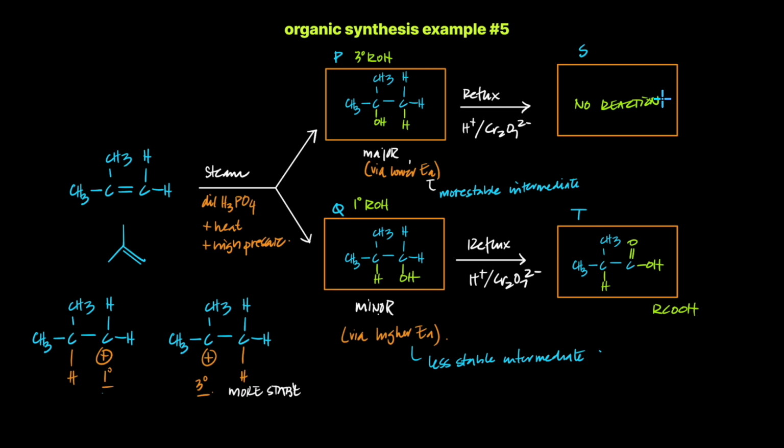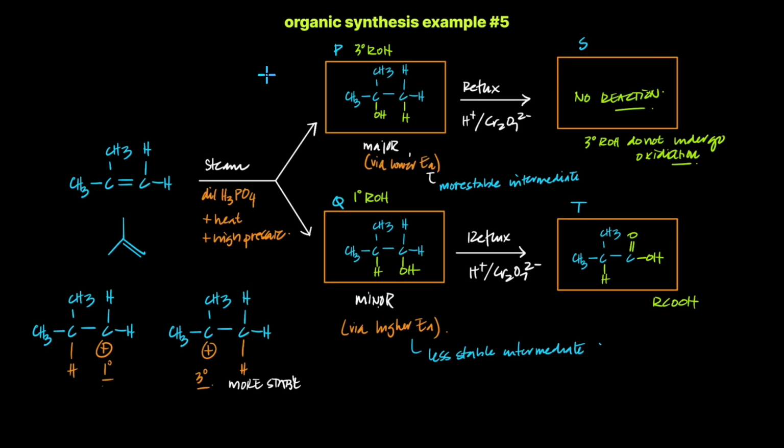S is nothing. S is the same thing as P, because tertiary alcohols do not undergo oxidation. You should be able to remember that. Primary become acids. If this was secondary, it would have become a ketone, but it's tertiary, so nothing. Okay. These examples will start getting more and more complicated, because this is how we will learn the reactions.